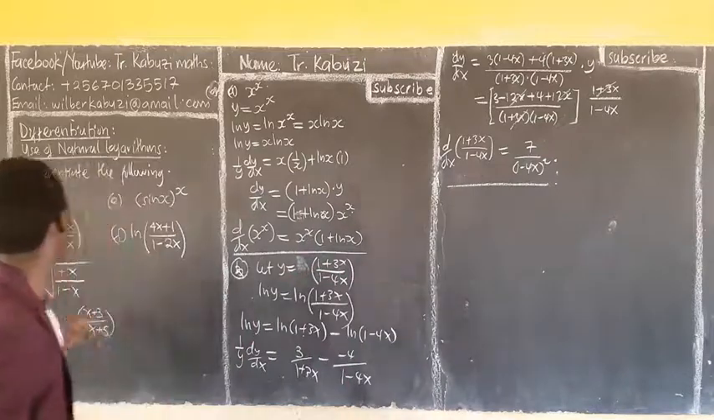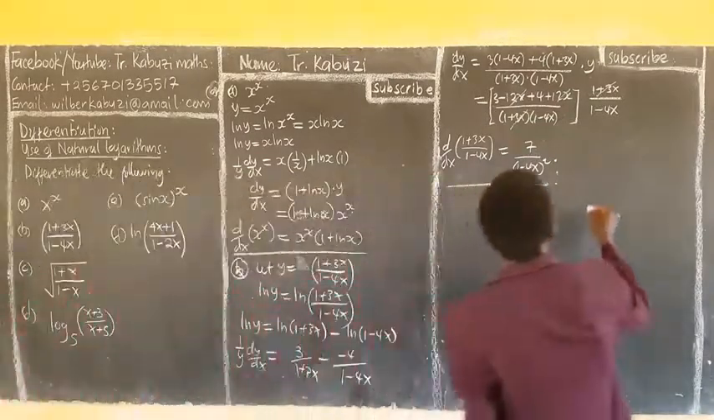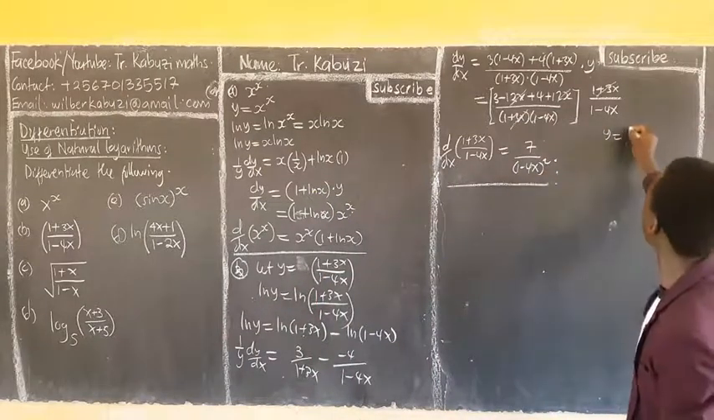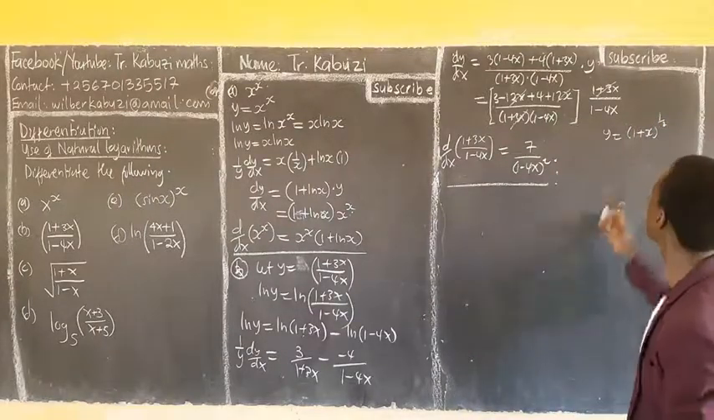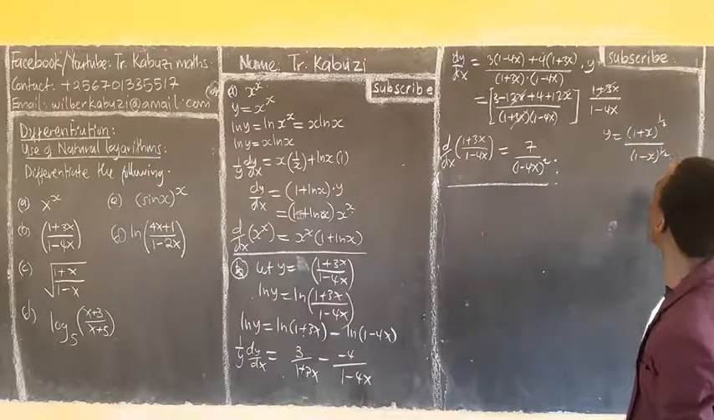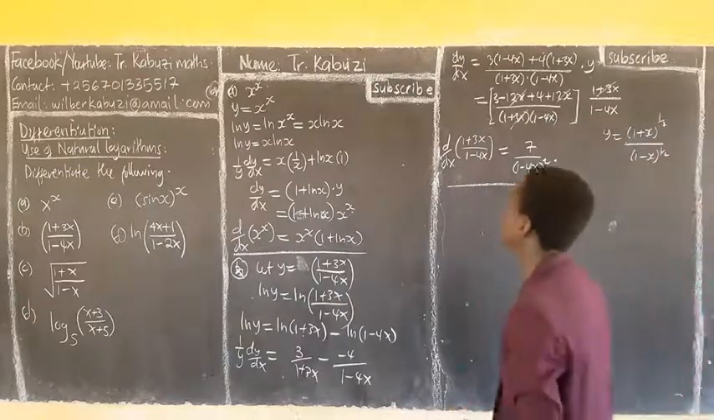Now I think you can handle this one. Let me do it on the side somewhere here. You say let your y be, the square root is going to be 1 plus x power half because of the square root, over 1 minus x power half. Then you introduce natural log. This power will lower down and so on.